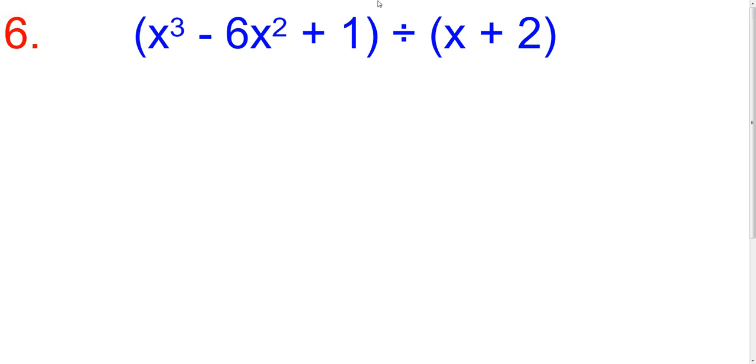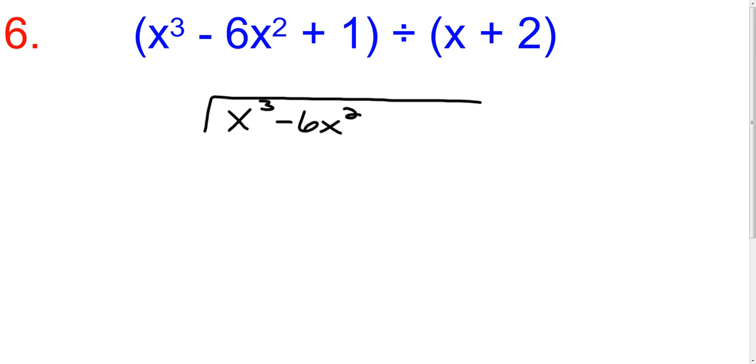We're going to do this one with long division 2. When we do this and we figure out what has to go in here, remember how we have to look for things that are missing. So like I have an x cubed term and I have an x squared term, but I do not have a regular x term, so I'm going to fill that in with 0x and then plus 1, and then I will divide by x plus 2.